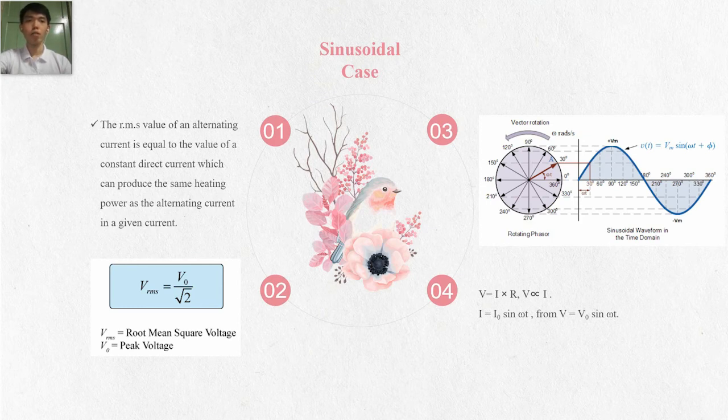On the right hand side, that shows the graph of the sinusoidal waveform in the time domain. Since voltage is equal to the product of current and resistance, voltage is directly proportional to the current. Hence, we can write the expression current I is equal to I0 sin omega t, where I0 is the peak current, omega is the angular velocity, and t is the time.